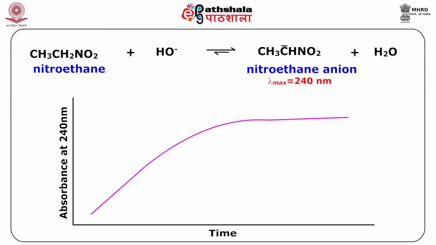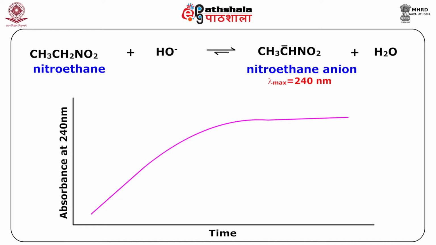Now, in order to measure the rate at which hydroxide ion removes a proton from nitroethane, or you can say the rate at which nitroethane anion is formed, they are one and the same thing. The UV spectrophotometer is adjusted so that it measures the absorbance at 240 nanometer as a function of time.